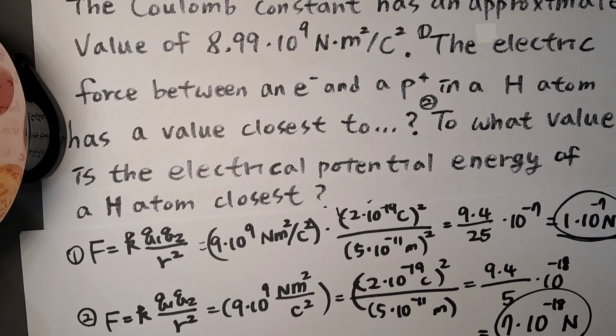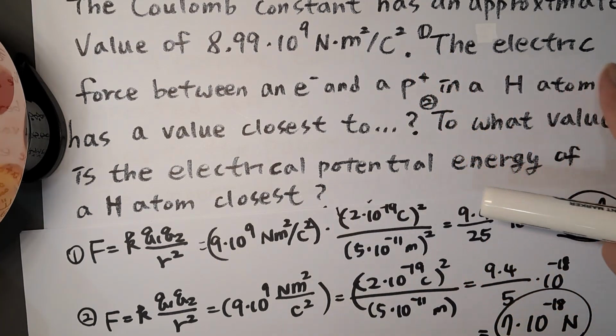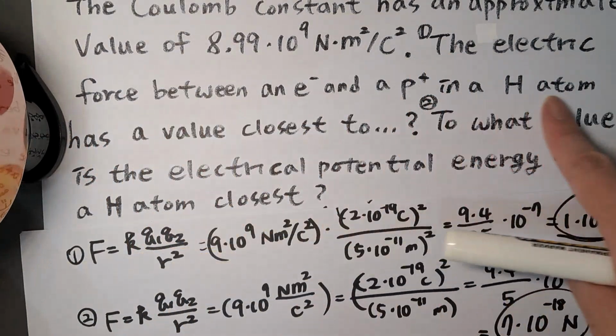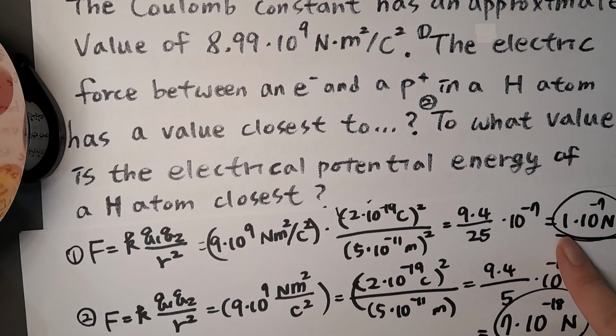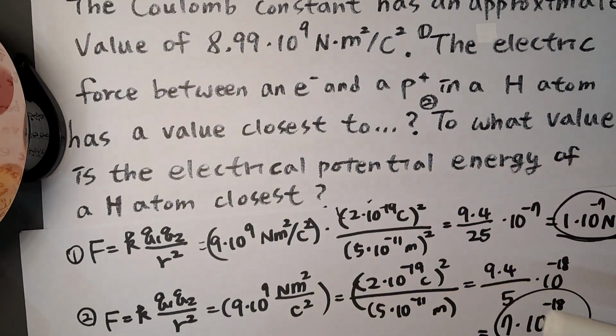So the answer of the first question, the electric force is gonna be 1.1 times 10 power minus 7 Newton, and the electric potential energy is gonna be 7 times 10 power minus 18 Newton.